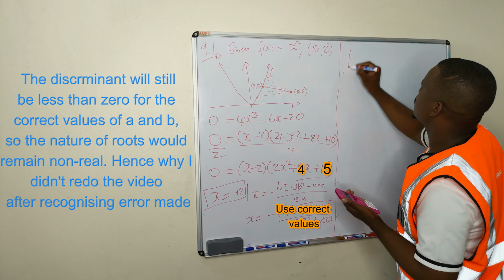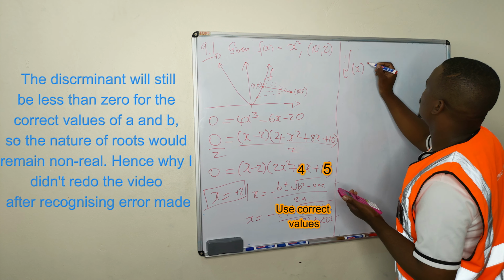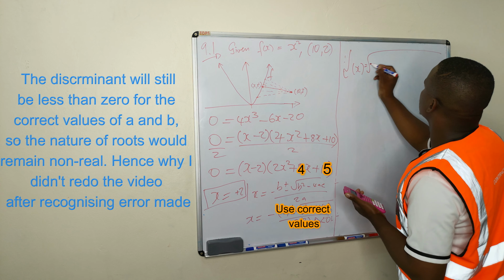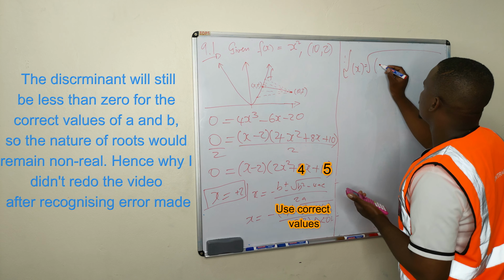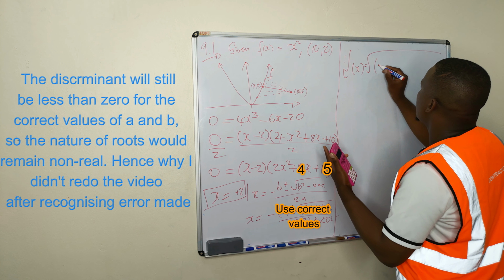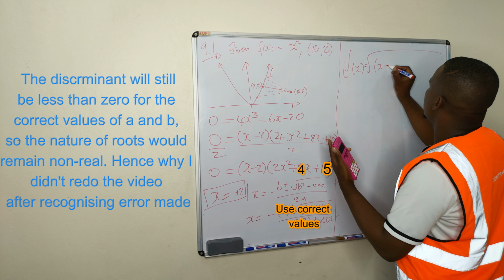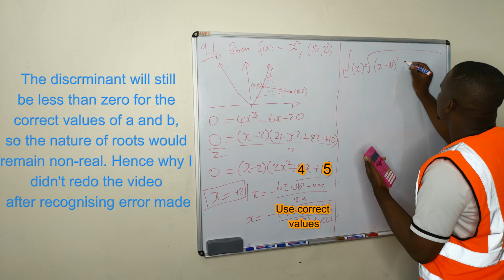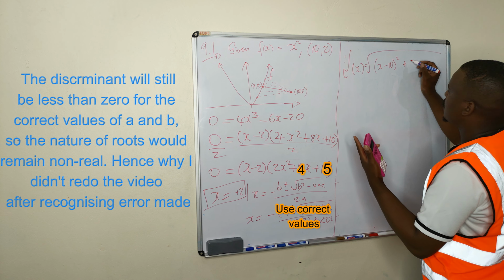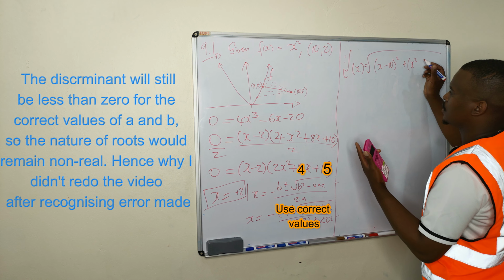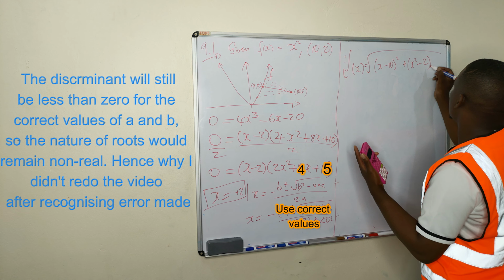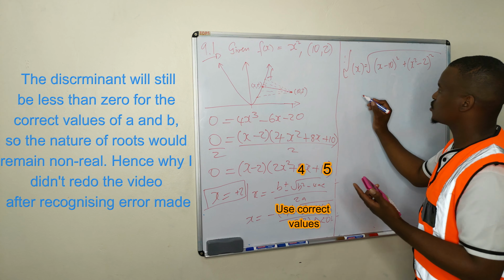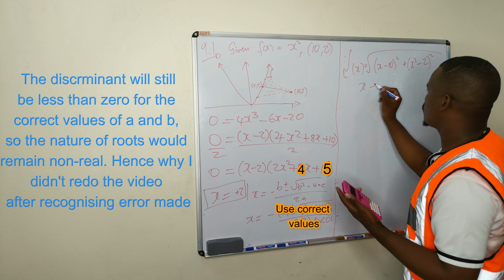That means we said our distance is equal to, what was it? It was x minus 10 all squared plus x squared minus 2 all squared. This was our distance. So our distance at x is equal to 2.